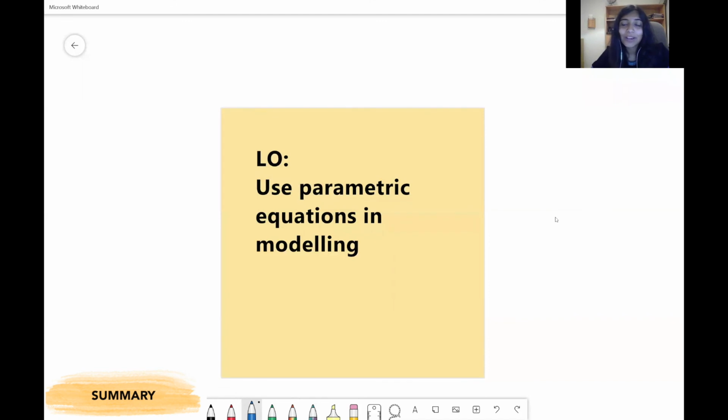So thank you everyone, I hope this was useful and you now understand how you could use parametric equations in different modelling questions. So make sure you do a lot more practice questions just to consolidate everything you've learned.